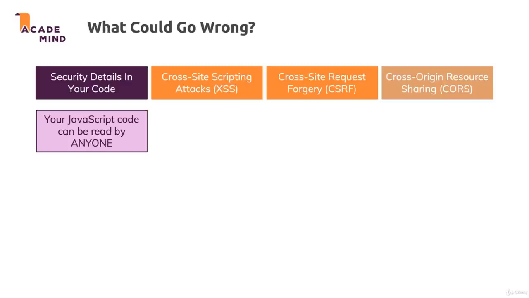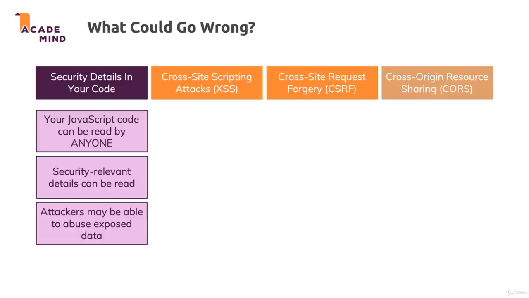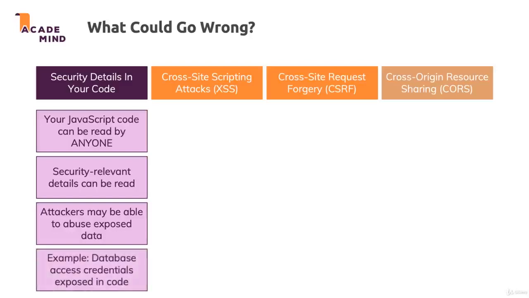Therefore, any security relevant details you have in there, any confidential data you have in there, is exposed to your users, and therefore it should not be in there. You should not have security relevant information or confidential data in your client side, in your browser side JavaScript code, because attackers may be able to abuse that exposed data. For example, if you have your database credentials in there, attackers could read them and could connect to your database to then read your data, change your data, or do whatever they want to do.